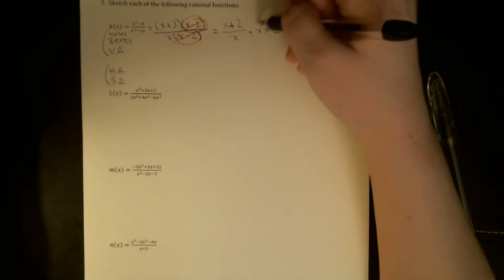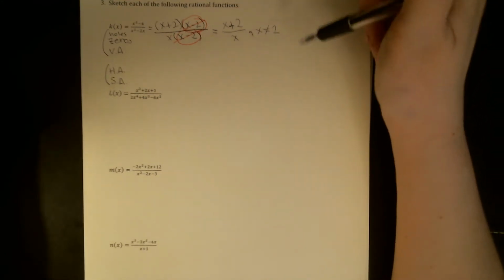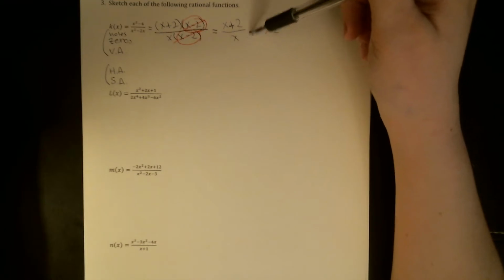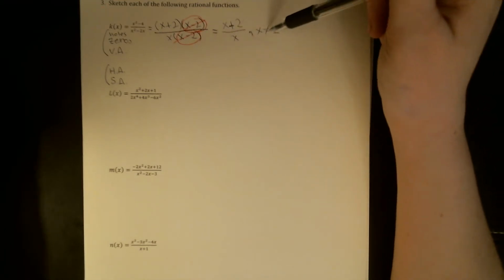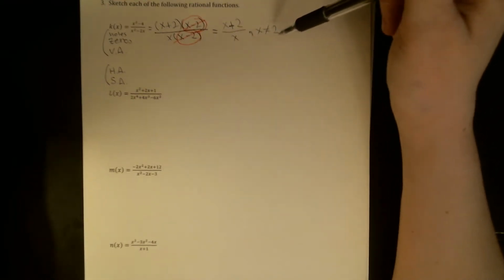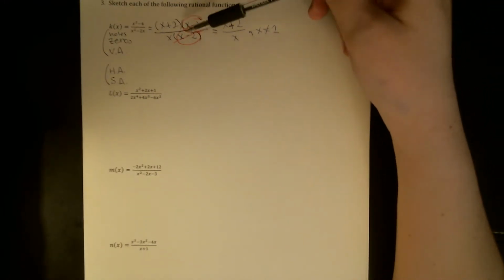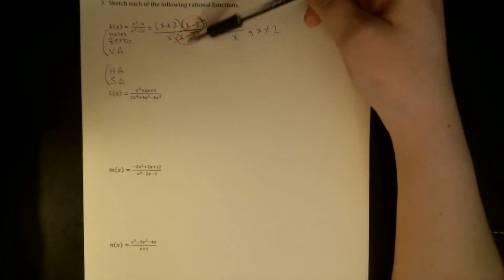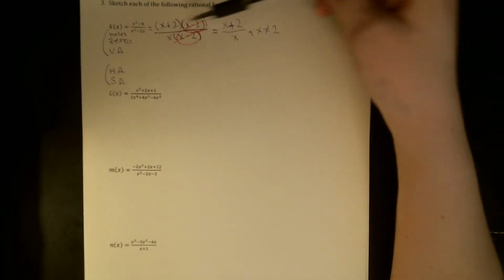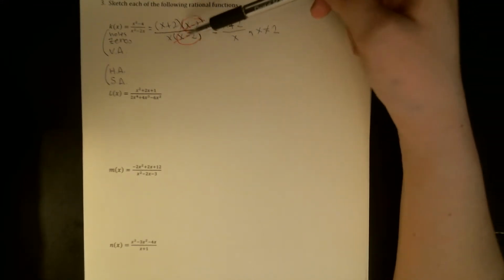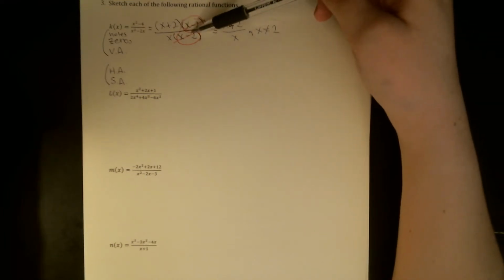So this is exactly what we're looking for when we talk about finding a hole in the graph. It means the graph will look identical to this function, but we'll leave one little hole, an open circle, so that we skip this single point where x equals 2. So basically, if x is anything other than 2, these factors do cancel out, and you'll get the exact same thing from the 2.